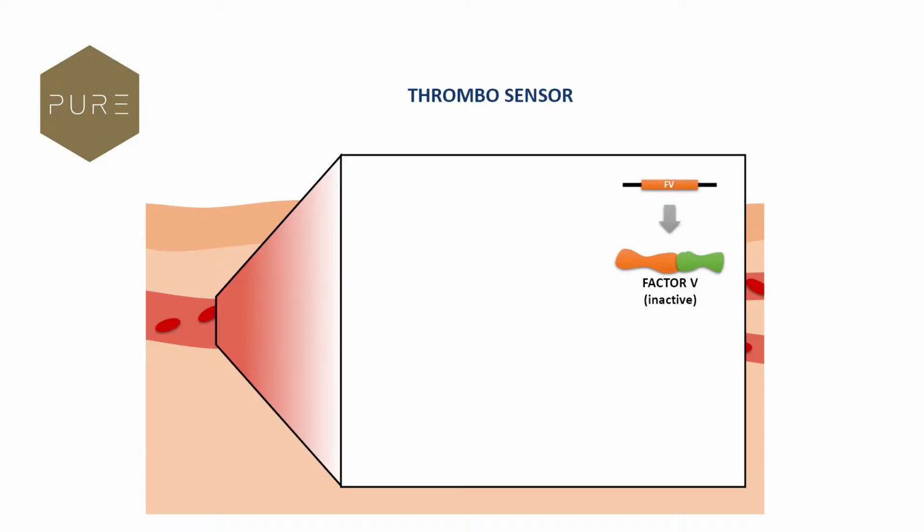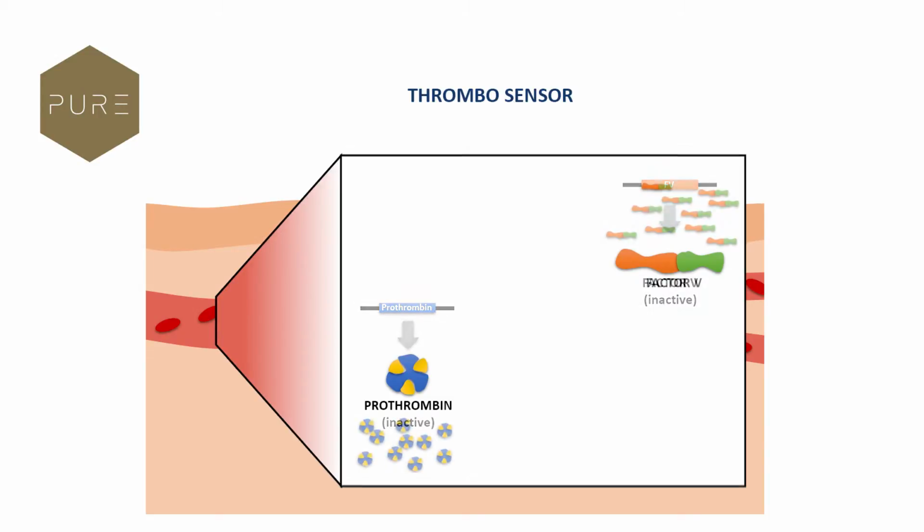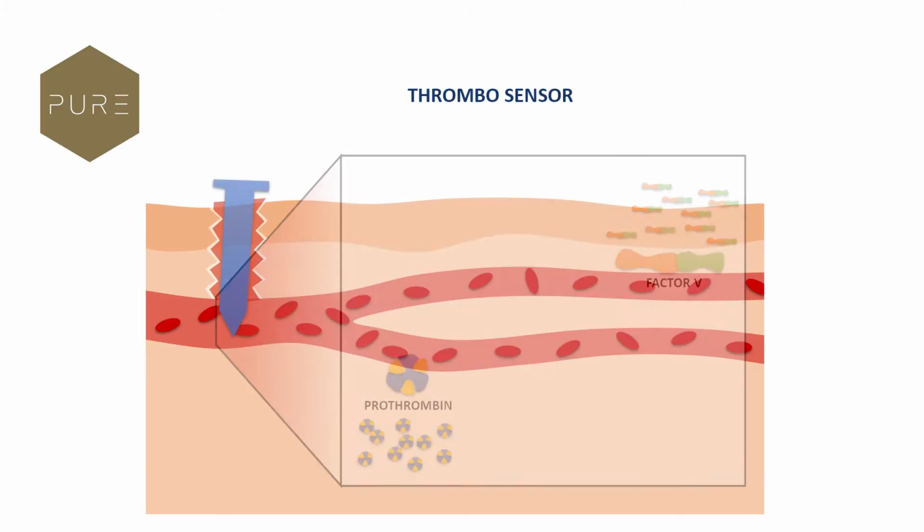Then there's another gene called prothrombin, and this builds a protein as well, which is also inactive. So these two genes produce their proteins, and they are inactive and float around in blood. Now, each of these genes produces a lot of these proteins, which are all inactive.